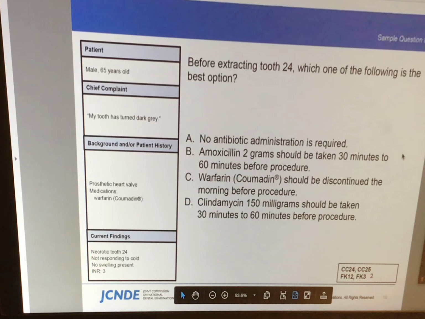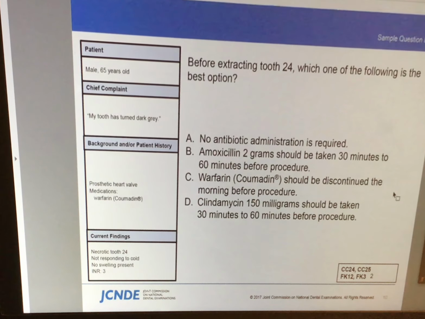The patient is a male, 65 years old, with a chief complaint, "my tooth has turned dark gray." He has a prosthetic heart valve and is taking warfarin, and current findings are that tooth number 24 is necrotic, not responding to cold, no swelling present, and he has an INR of 3. So what's your concern with this patient?